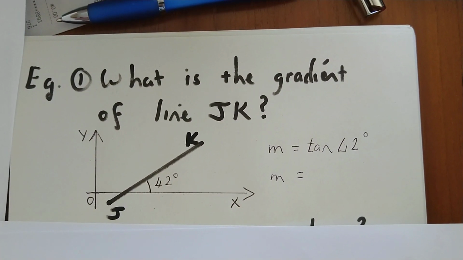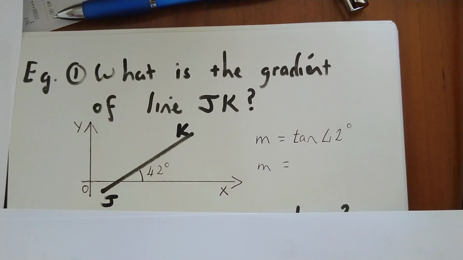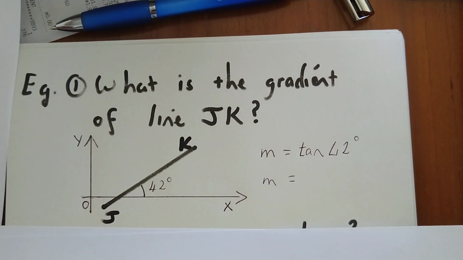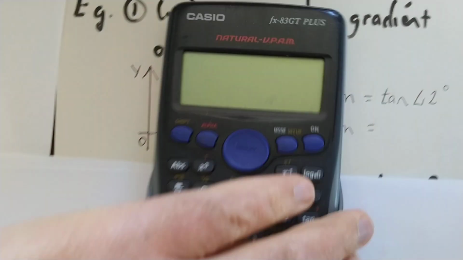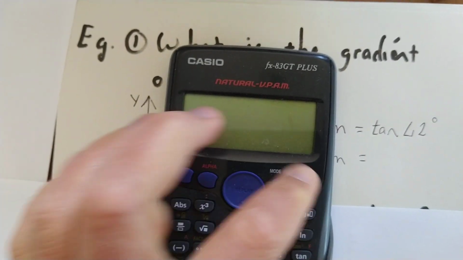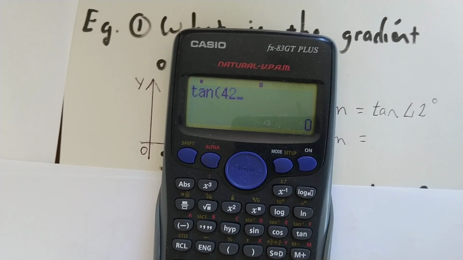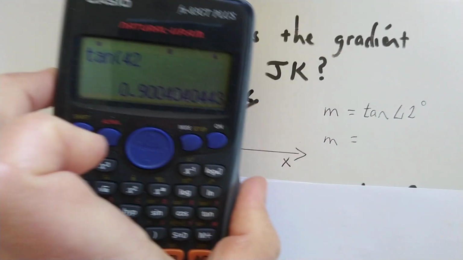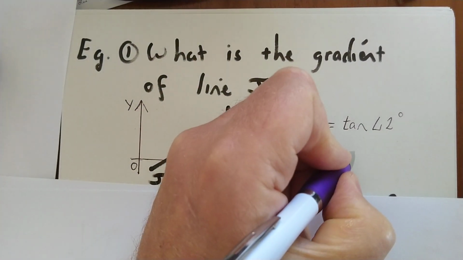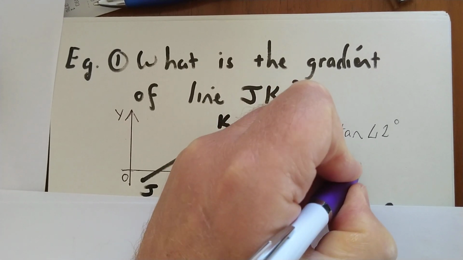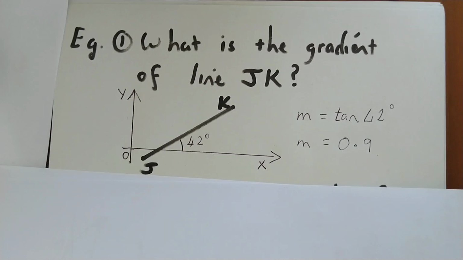What's the gradient? Well, I know it's making 42 degrees with the horizontal. Therefore, gradient equals tan theta. So that's tan 42. Reach for my calculator, make sure it's on degrees for goodness sake. Tan 42, there we are, 0.900. So the gradient is 0.9. It's a perfectly acceptable gradient.